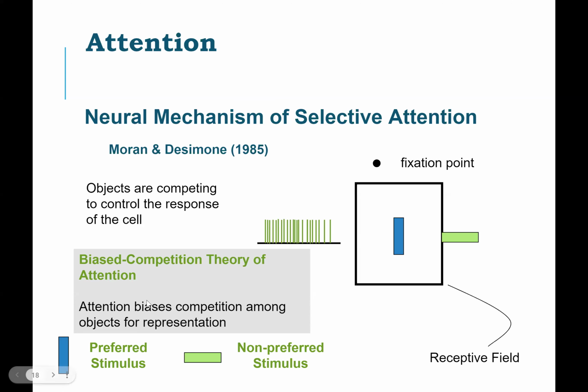Attention modulates that. It biases that competition. If there is no attention, the response of the cell is somewhere in between. Both objects are impacting the response of the cell. But when the attention, which in this case is spatial attention, because the two objects are in two different locations in space, so you could attend to one object and not the other, that object gets to control the response of the cell.